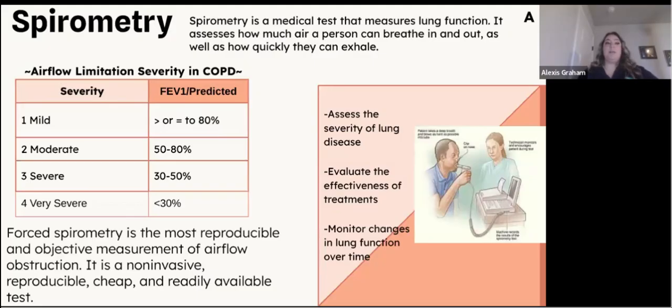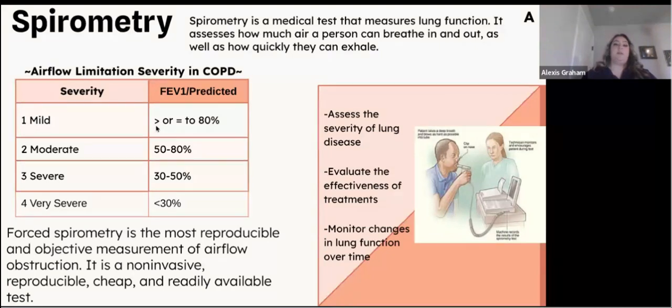So spirometry. Spirometry is a medical test that measures lung function. It can assess how much air a person can breathe in and out, as well as how quickly they can exhale. Forced spirometry is the most reproducible and objective measurement of airflow. It is a non-invasive, reproducible, cheap, and readily available test. So this will assess the severity of the lung disease, evaluate the effectiveness of treatments, and monitor changes in lung function.